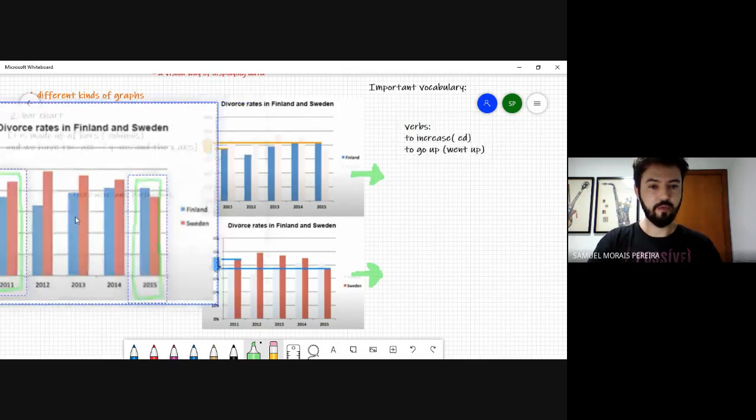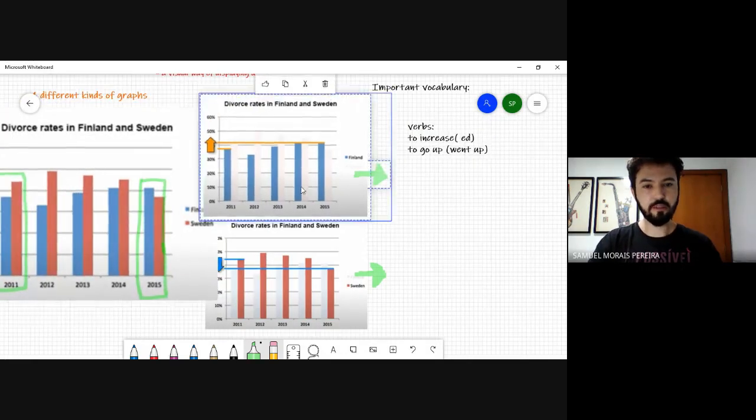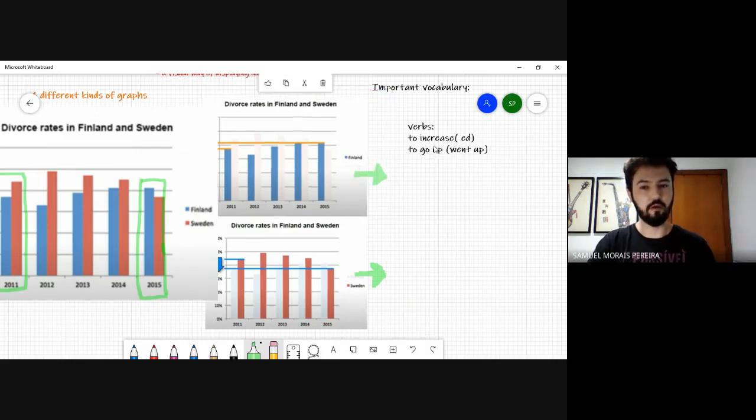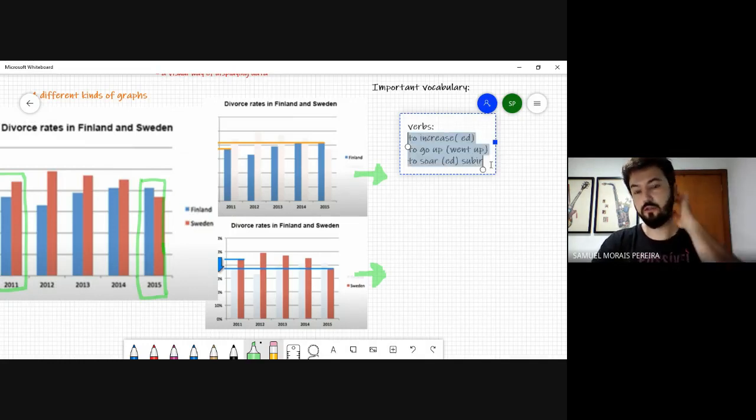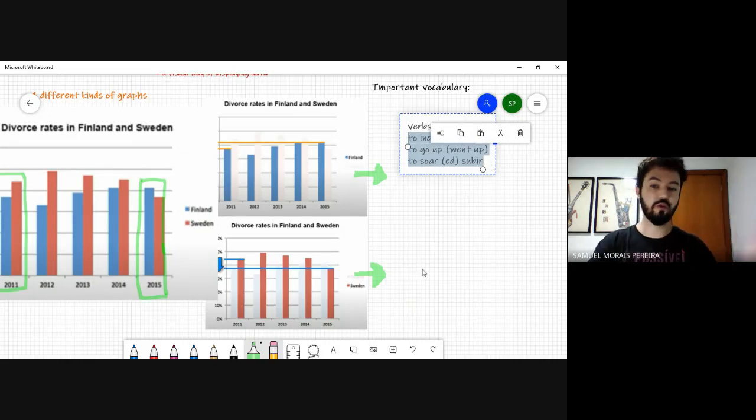So, for example, remember, aliás, quando eu considero aqui o caso dos divorce rates there in Finland, I can see that they have gone up. Can you see? They went up over the years, or they increased over the years. Or eu posso falar increased or go up, and I can also say to soar. Soar. ED. O que é soar, professor? Soar é subir. Tá bom? Subir. So basically, these are the verbs that you can use to increase, to go up, to soar, okay?